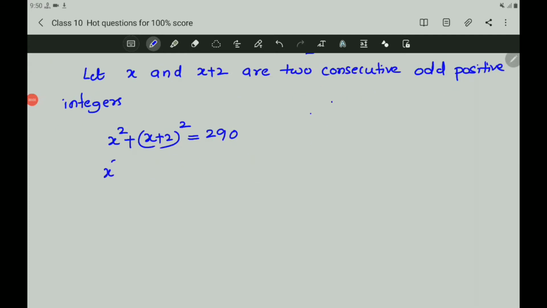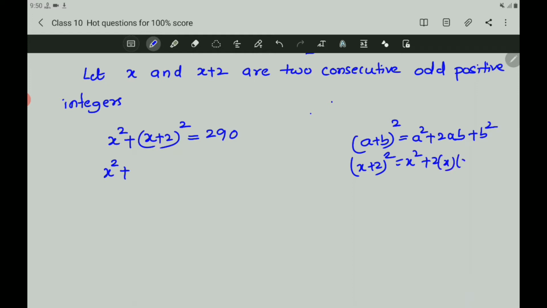Then you write x square as it is, plus the expansion of x plus 2 the whole square. This is in the form of a plus b whole square. You know the expansion of a plus b the whole square. What is it? That is a square plus 2ab plus b square. So the expansion of x plus 2 the whole square is x square plus 2 into x into 2 plus 2 square. It becomes x square plus 4x plus 4.